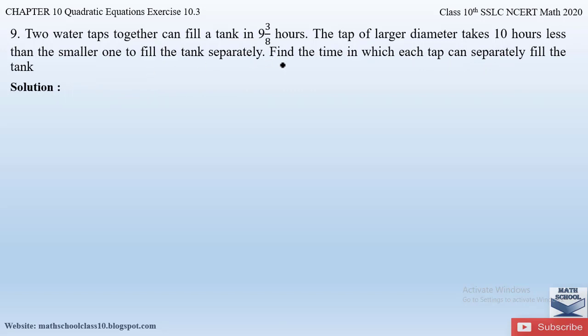So let us first understand the question here. They're saying there is a water tank. This water tank has two water taps, where the first water tap has a larger diameter, and another water tap whose diameter is smaller compared to the first water tap. These two water taps together fill the water tank, and it will take 9 3/8 hours to fill the tank when both the water taps are open. So together these two pipes will fill the tank in 9 3/8 hours.